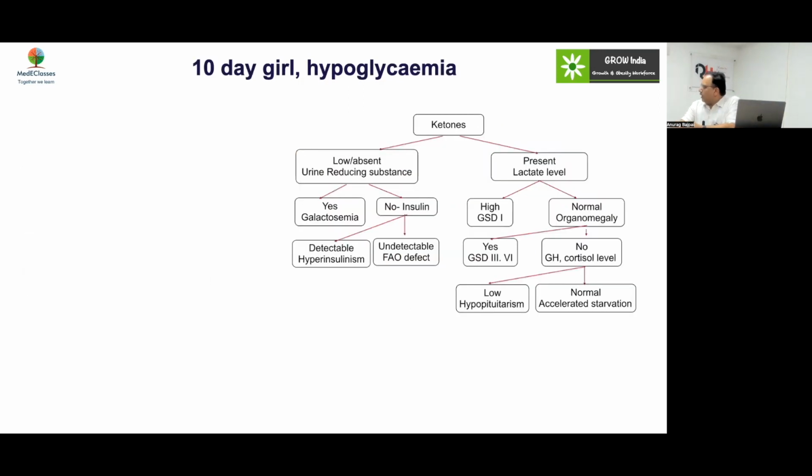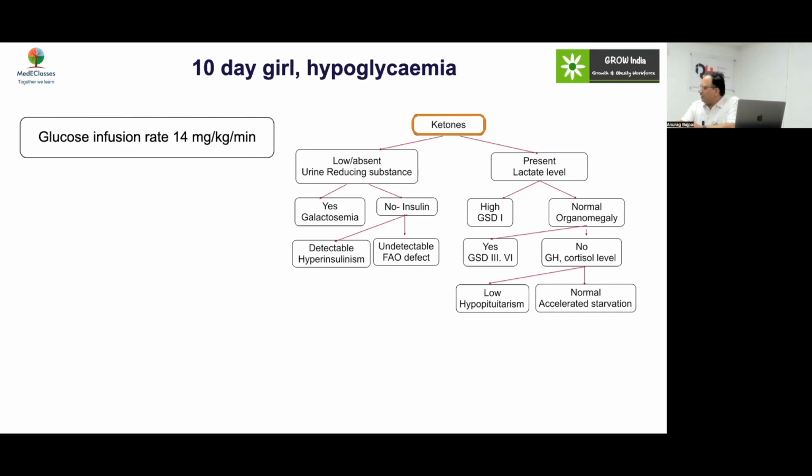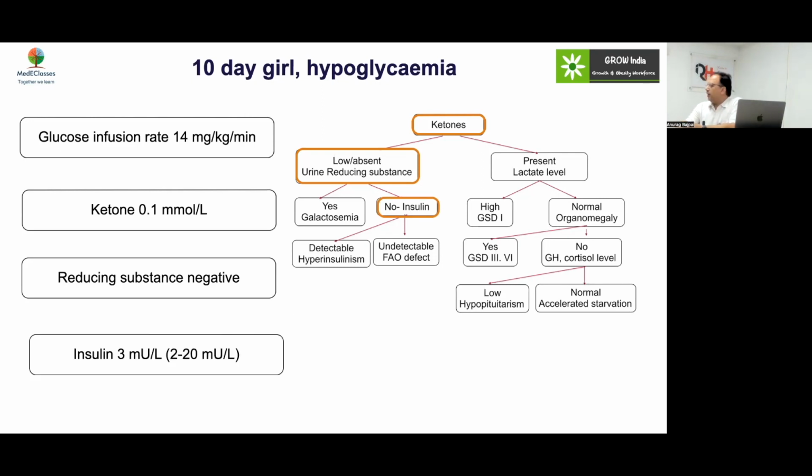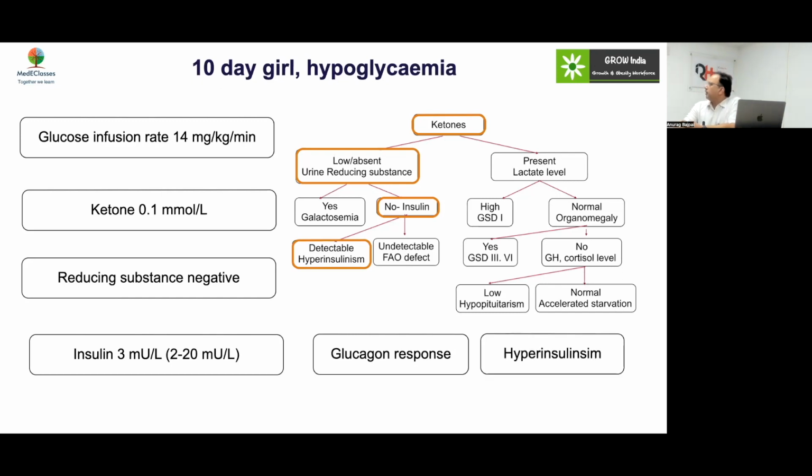10-day girl with hypoglycemia, glucose infusion 14, high, ketone negative, reducing substances negative. So what are you looking at? Okay, now you see insulin is 3 again. So this is classically a case of hyperinsulinism.